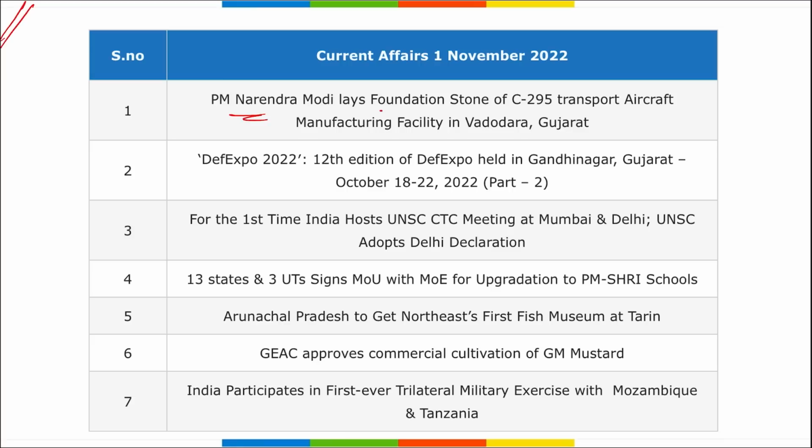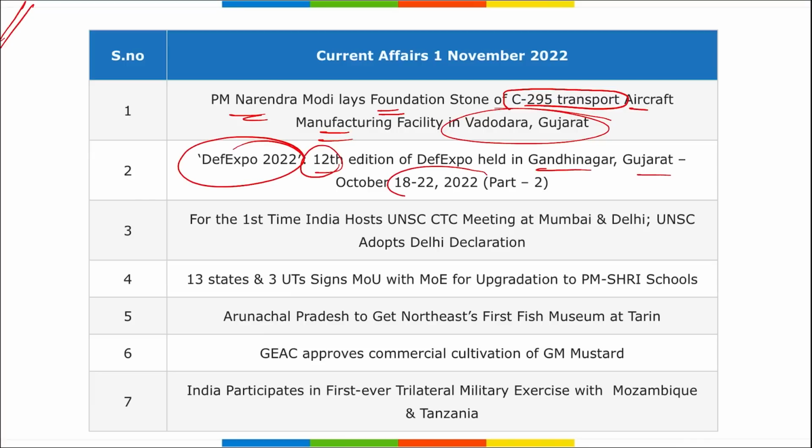Prime Minister Narendra Modi laid the foundation stone for the C295 transport aircraft manufacturing facility in Vadodara, Gujarat. DEF Expo, the 12th edition of which was held at Gandhinagar, Gujarat from 18 to 22nd of October. Then for the first time, India will host the United Nations Security Council's Counter-Terrorism Committee meeting at Mumbai and Delhi.